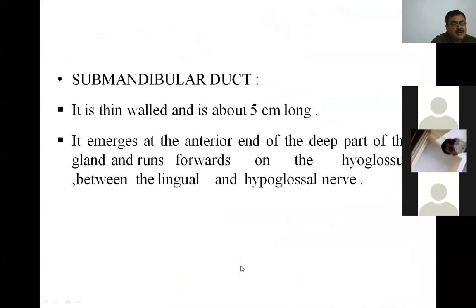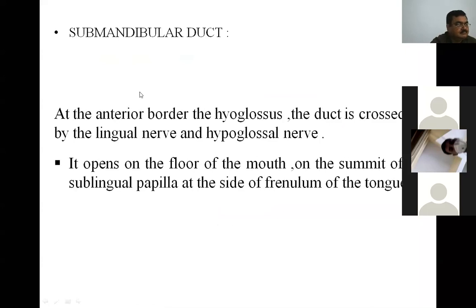Now the submandibular duct. This is thin walled and about 5 centimeters long. It emerges at the anterior end of the deep part of the gland and runs forward on the hyoglossus between the lingual and hypoglossal nerve. So this duct, 5 centimeters in length, arises from the deep part, not the superficial part, at the anterior end of the deep part. At the anterior border of the hyoglossus, the duct is crossed by the lingual nerve and hypoglossal nerve. Important thing: this duct is crossed by the lingual nerve.